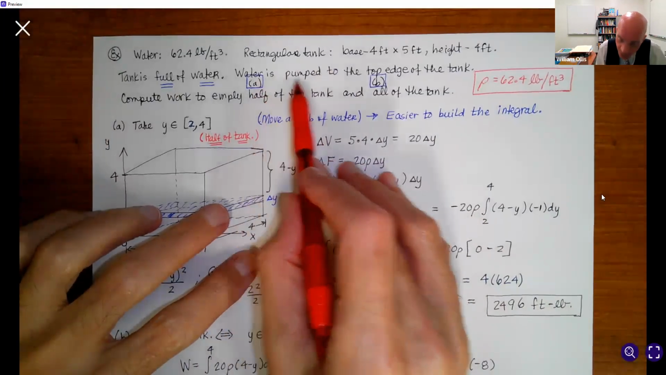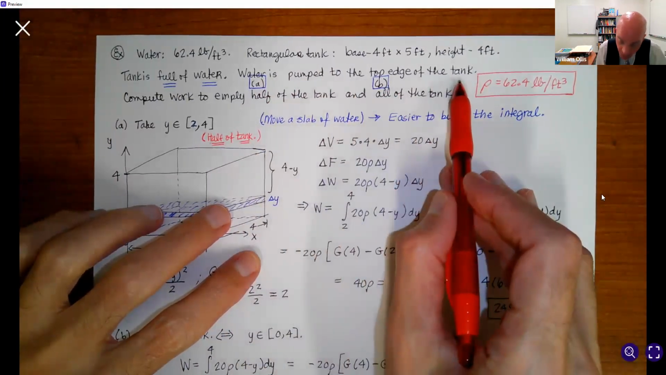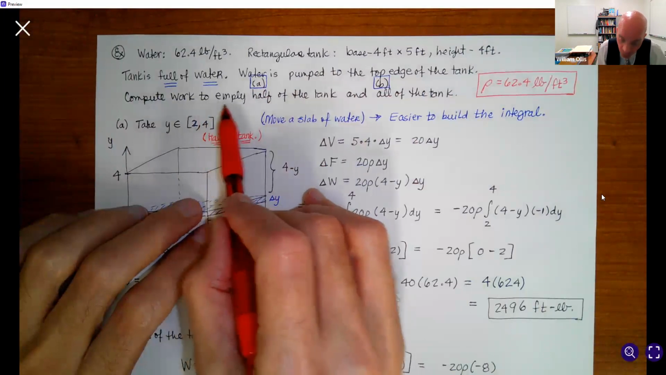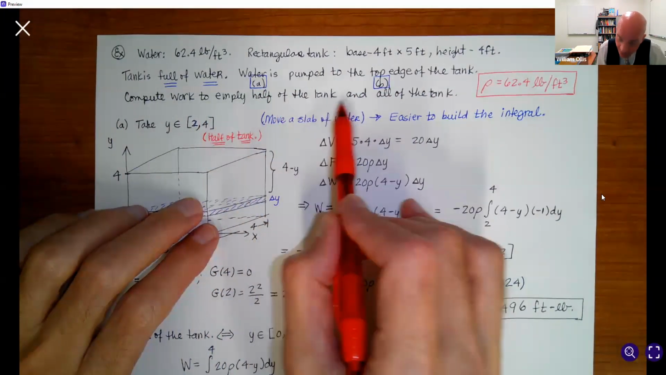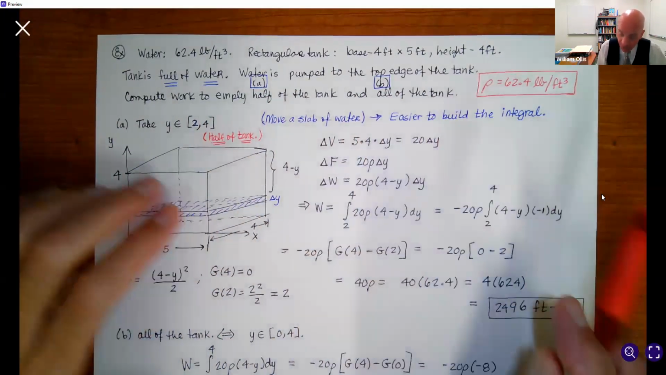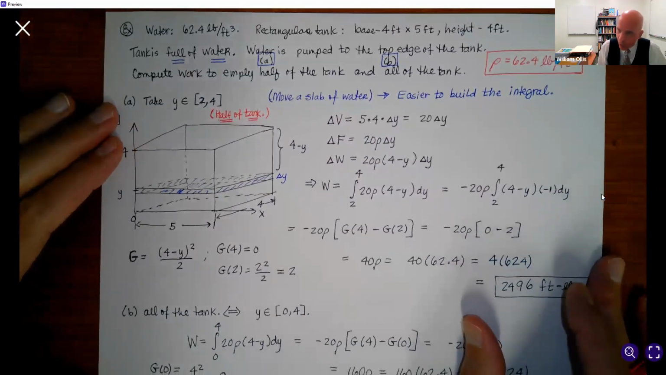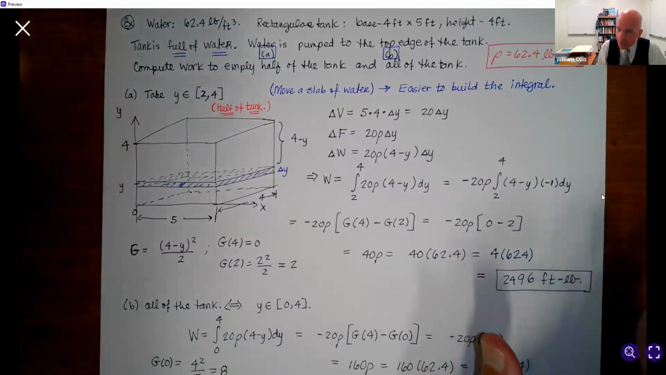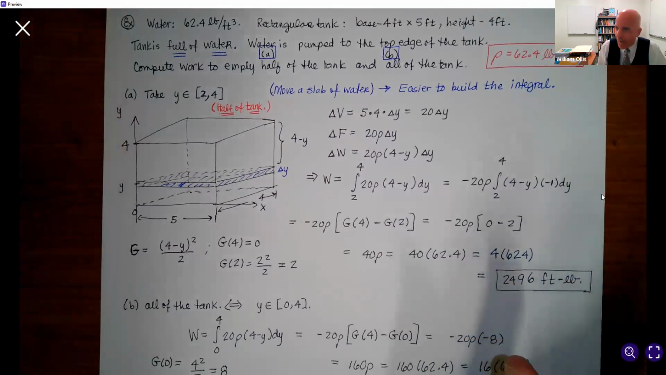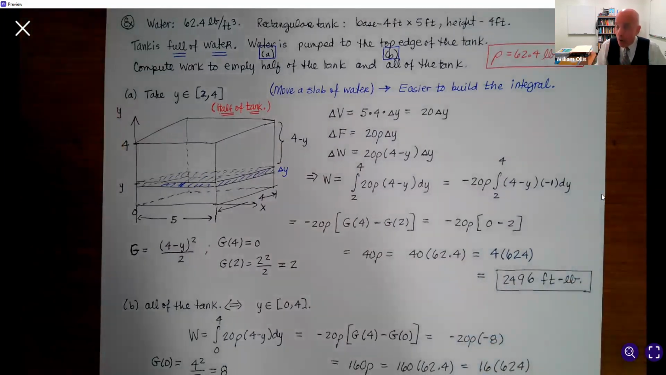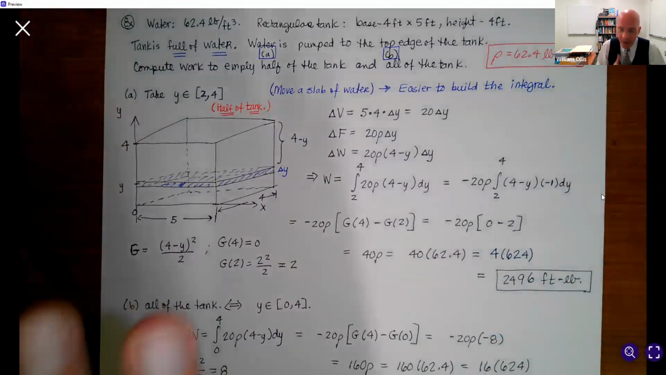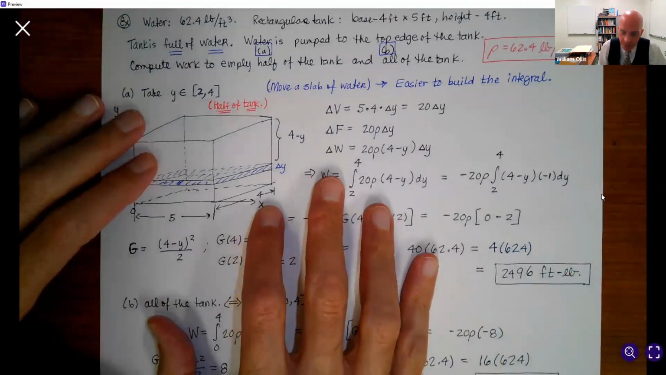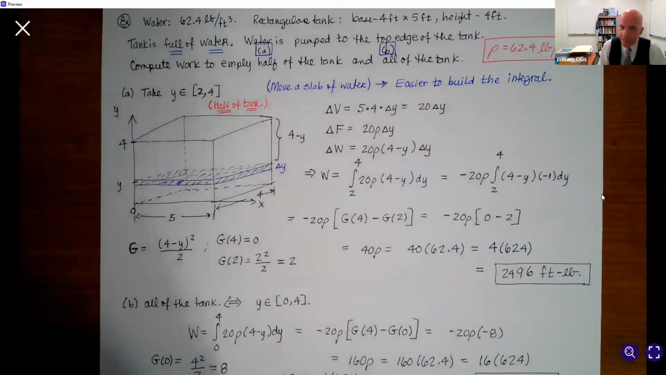So it says water is pumped to the top edge of the tank. Compute the work to empty half of the tank and all of the tank. Well, this is not a hard problem. Just like the last one, we just need to figure out how to set this up in a way to compute the work for some piece of the water in this tank. Now, how do we think about this? Well, this is where a little schematic is very helpful.